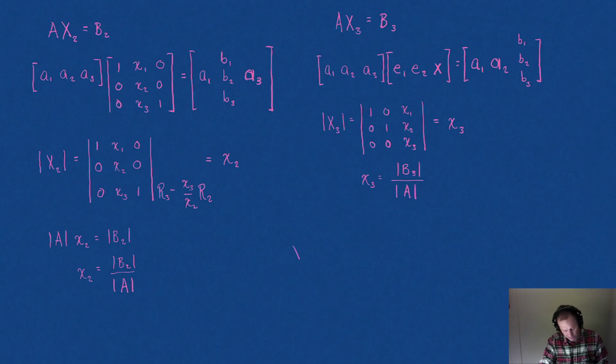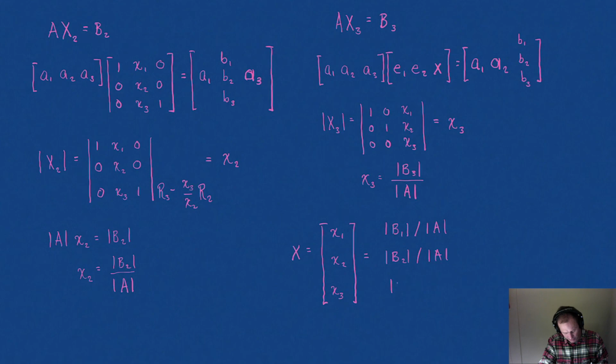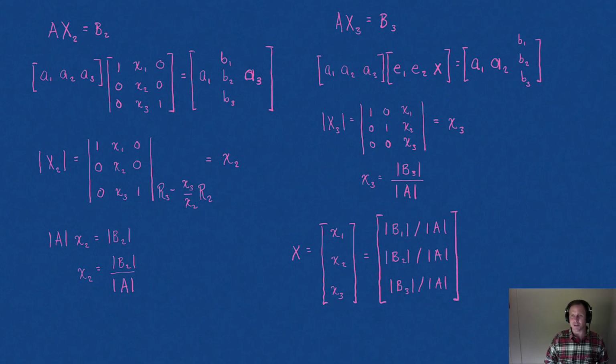And so your final answer is that the vector x, which has components x1, x2, x3, is equal to: x1 is the determinant of B1 divided by the determinant of A. x2 is the determinant of B2 divided by the determinant of A also. And x3 is the determinant of B3 divided by the determinant of A. And that is the solution to your system of equations using Cramer's rule.